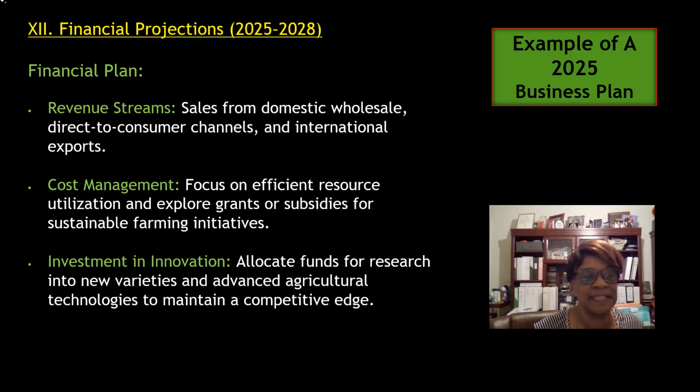Okay, we're now in section 12. We're almost finished. Financial projections over a period of 4 years. We covered a little of it in the executive summary. You expound a little more of it in your narrative. Your financial plan deals with your revenue streams, your sales, direct-to-consumer channels. You deal with your cost management, and you deal with investment and innovation.